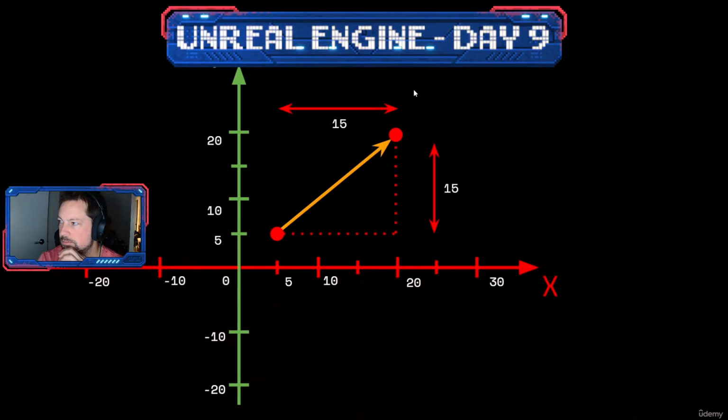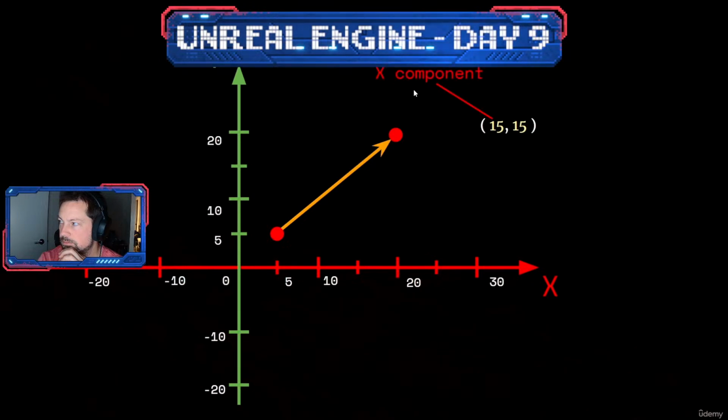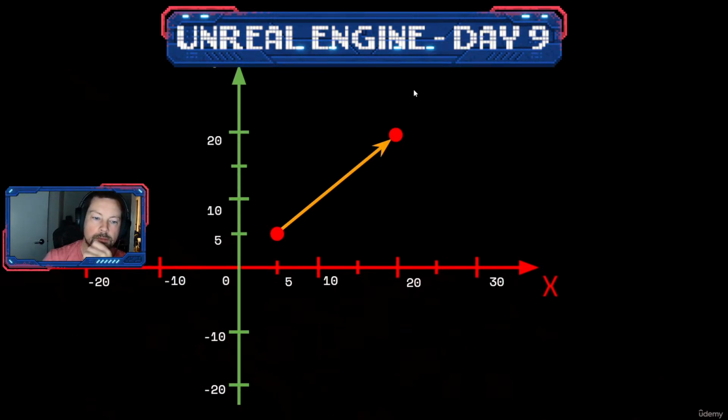So the x and y components of this vector are 15, 15. The first 15 is the vector's x component, and the second 15 is the vector's y component. Now, we were able to just look at the coordinates at the head and the tail and see that it took 15 units in the x and 15 in the y to get from the tail to the head. But how did we arrive at this conclusion mathematically?